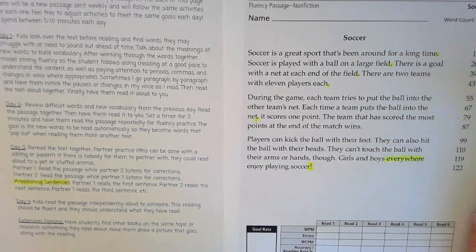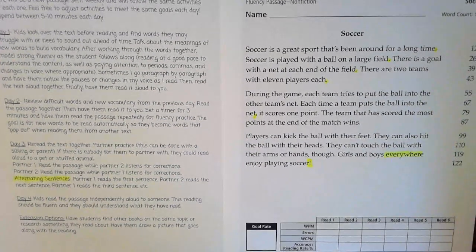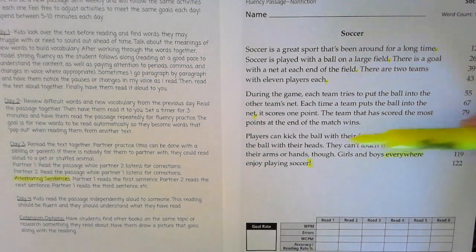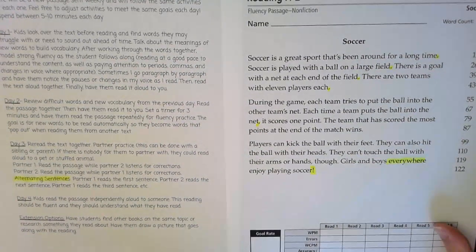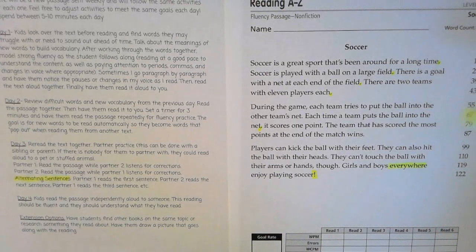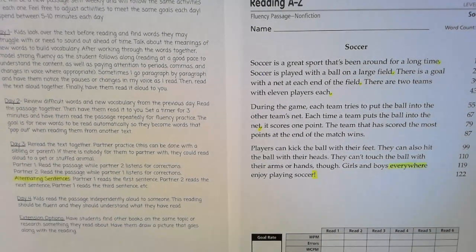Day 4 is probably going to be your fastest day. This is when you want them to read the whole passage independently. So they would just maybe read it aloud to you. You're, again, still going to be listening for corrections, but by day 4, they should be really familiar with the text and be able to read the whole thing without much help at all.